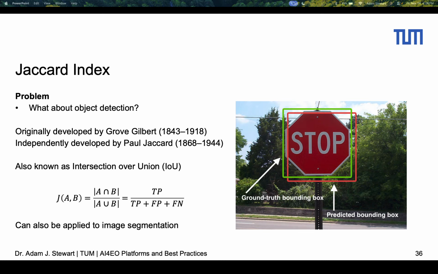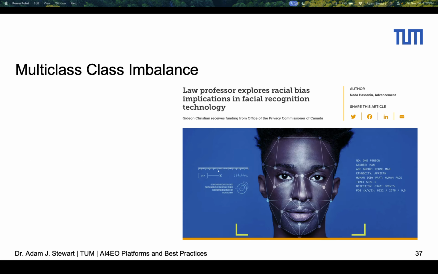And you can also use this for image segmentation, although I personally prefer precision, recall, F1 score. This has all been performance metrics for binary class imbalance. What about multi-class class imbalance? So now we're predicting many different classes, many different categories, and some categories are less common than others.